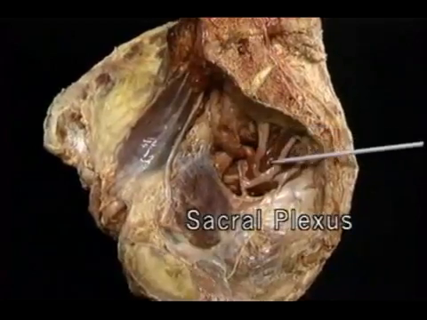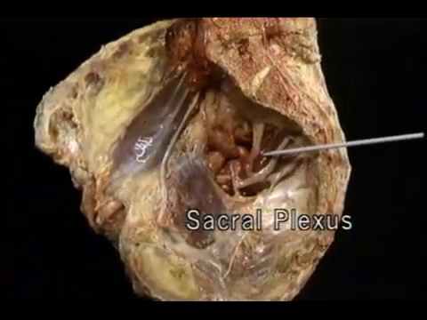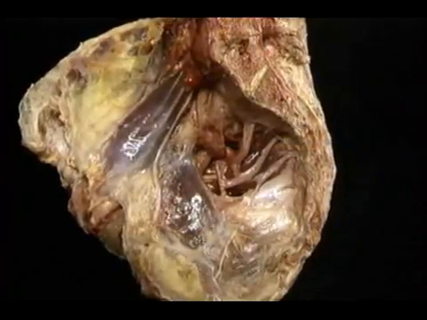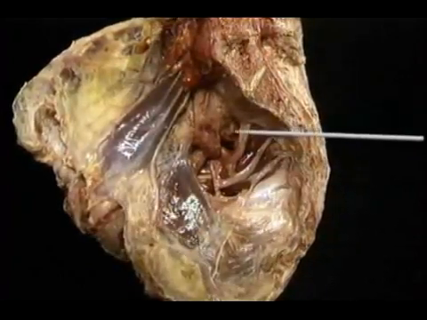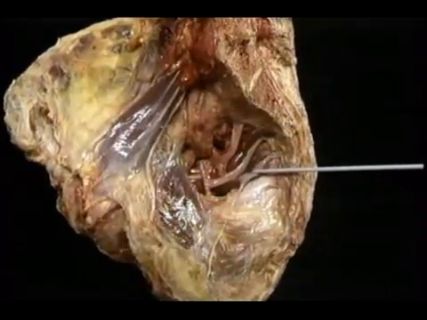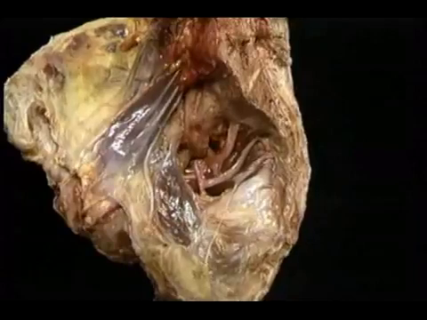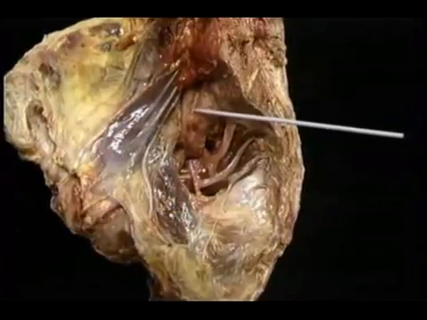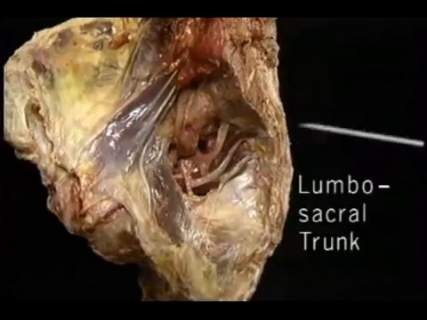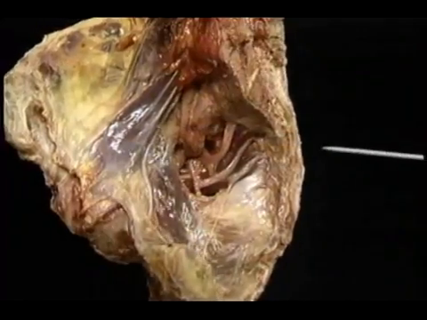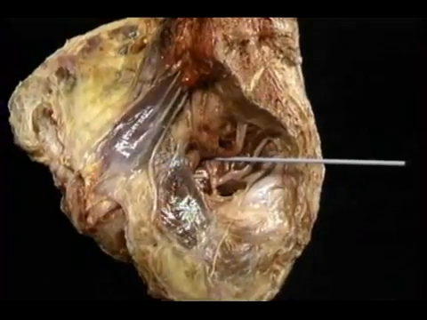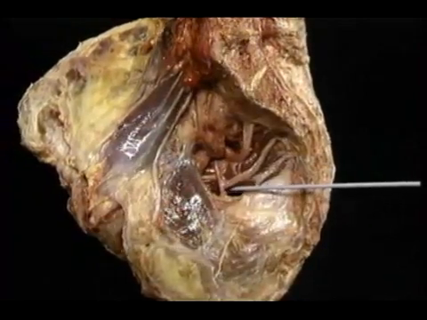Here's the sacral plexus. Its lower part lies on the front of the piriformis muscle. The sacral plexus is formed mainly by the anterior primary rami of the spinal nerves S1 through S4. In addition, the plexus receives a contribution from L4 and 5 through this big nerve bundle, the lumbosacral trunk. The major branches of the sacral plexus leave the pelvis by passing through the greater sciatic foramen, either above piriformis or below it.